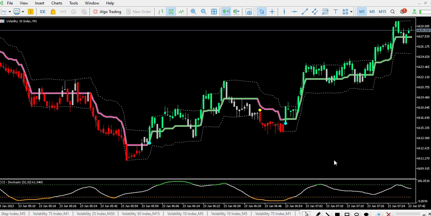This strategy is meant for MT5 and I'm on Deriv platform right now, and this is Volatility Index, so you can use it on any of the indices. On my screen right now I have these indicators on my chart on 1 minute time frame. You can use it on any time frame, but since volatility indices are very volatile, as the name implies, it is better you trade on lower time frame.